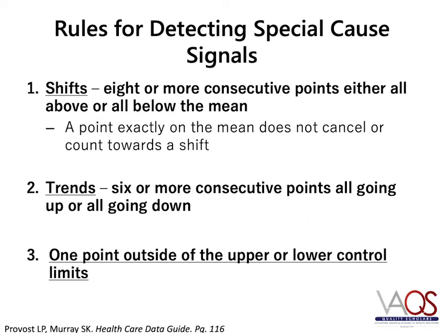In this mini-module, we will be using the special cause signals found in the Healthcare Data Guide. These are the same special cause signals used by the Institute for Healthcare Improvement. The first special cause signal to look for is a shift.